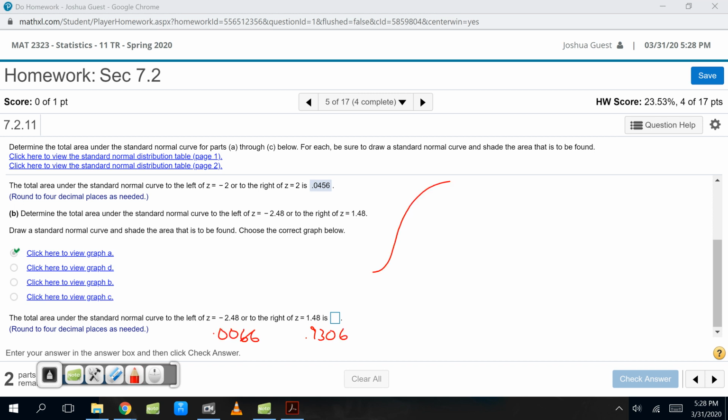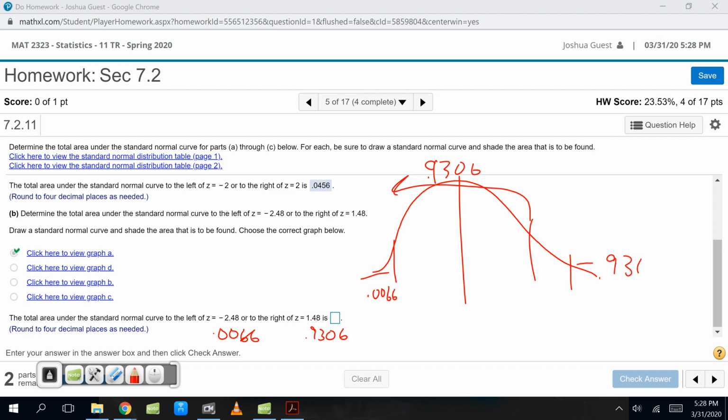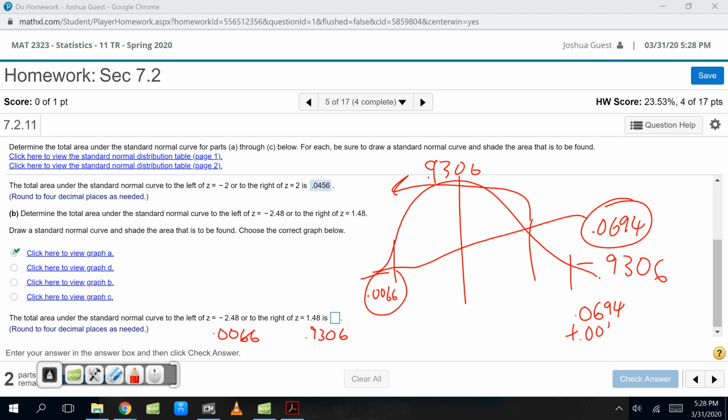And remember, when I drew it, this one was 0.0066 to the left here, right? This one this way is 0.9306. But I want over here 1 minus 0.9306, which is 0.0694. So I need to add this number to this number. So 0.0694 plus 0.0066. We get 0, we add 1, we get 16, we add 1, we get 7.